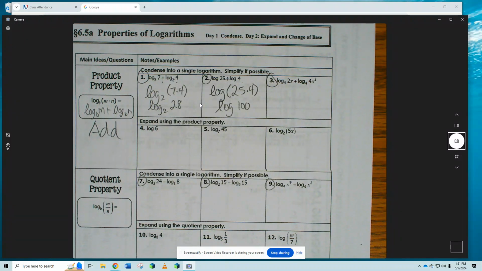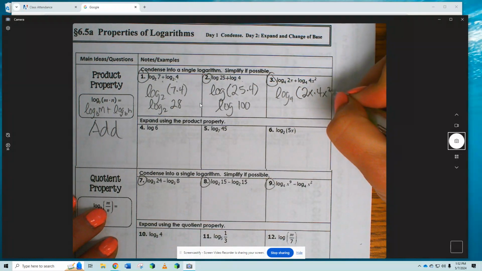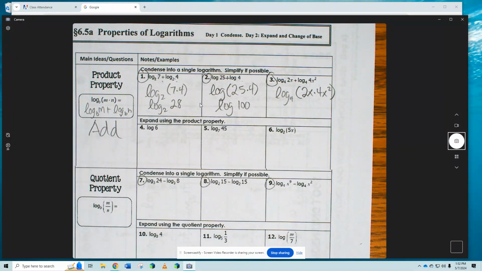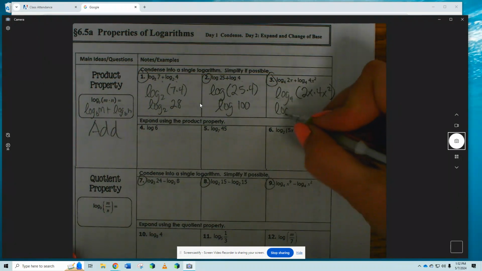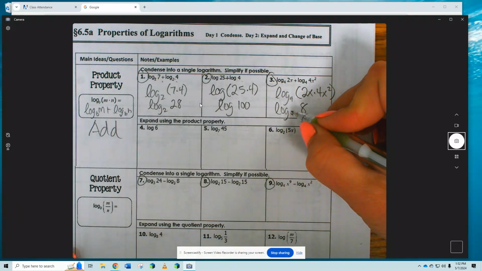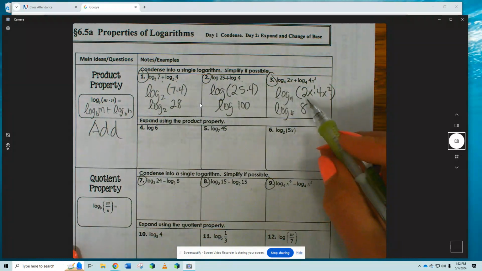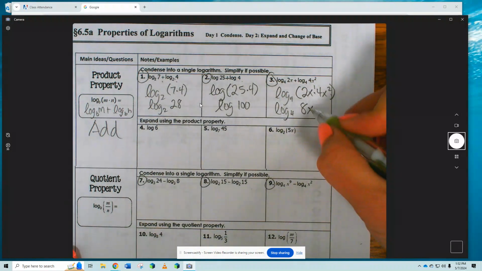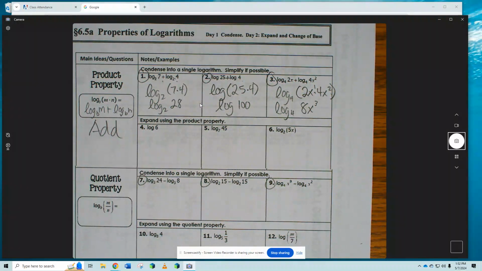Okay. 2x and 4x squared. Multiply them. 2x times 4x squared. But 2 times 4 is 8. x1 times x squared is x1, x squared, x third. That's your final answer. Log base 4 of 8x to the third.